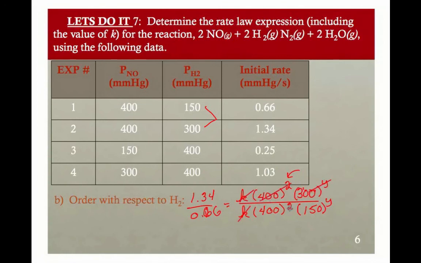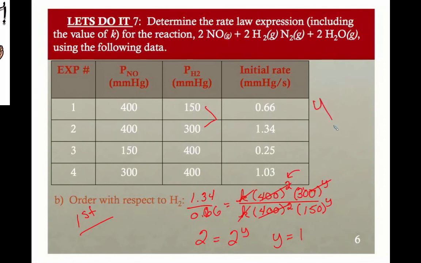Now, K's cancel. Whoops, wrong one. That cancels, fortunately, simplifies our math. We could have done a little more algebra if we needed to. And what we get is 2 is equal to 2 to the y. So y must be equal to 1, and that means it is first order with respect to our hydrogen gas.